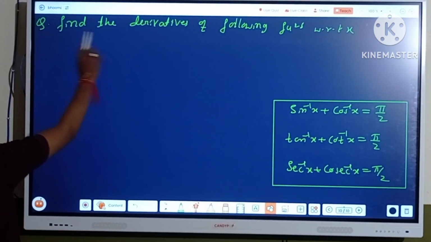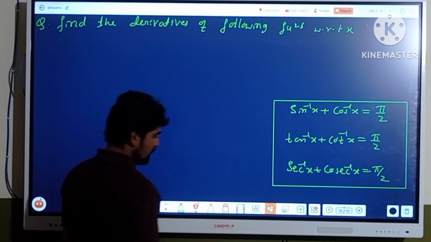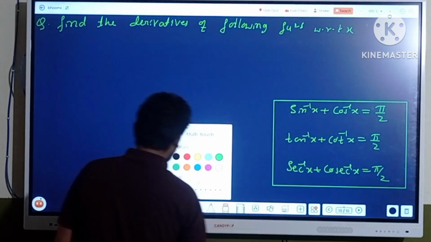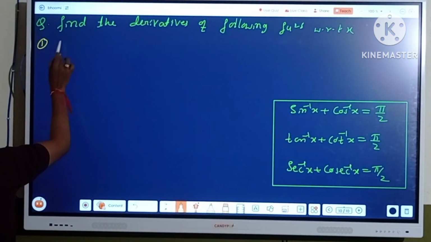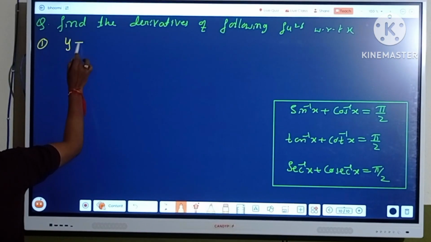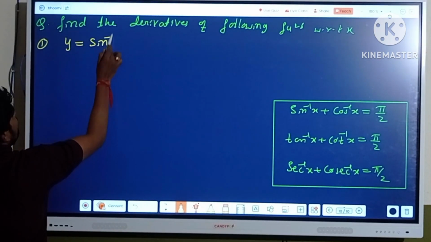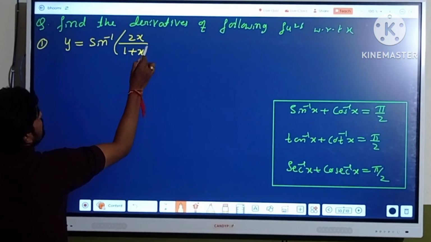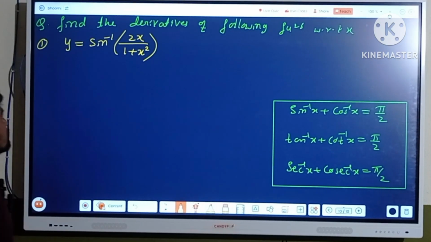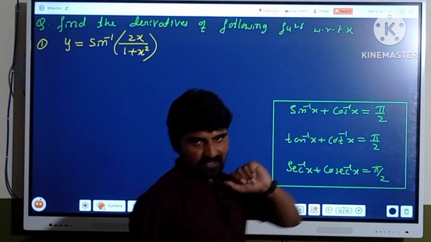So now the first question, find the derivatives of following functions with respect to x. So the first question is, if y is equals to sin inverse of 2x divided by 1 plus x square. So now we need to find the dy by dx.